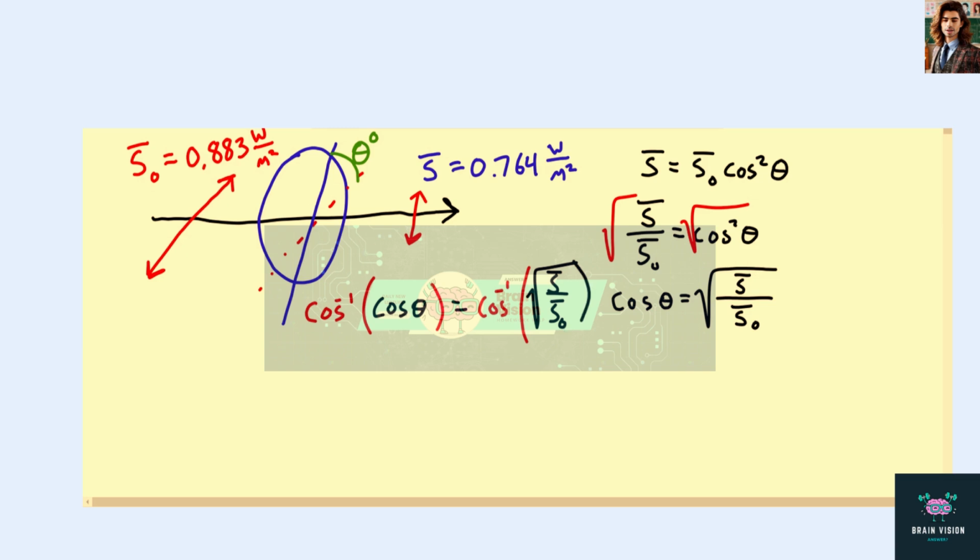And what we get is that theta is equal to the cosine inverse of the square root of the average intensity divided by the average incident intensity. We can go ahead and just plug in values for those two intensities. Take the square root, take the cosine inverse, and you'll find that theta is equal to about 21.5 degrees.